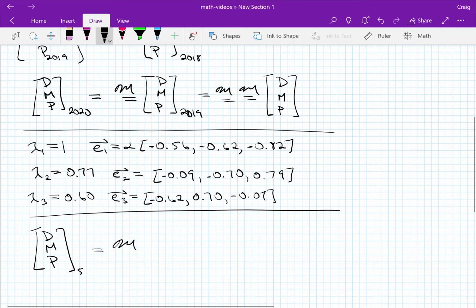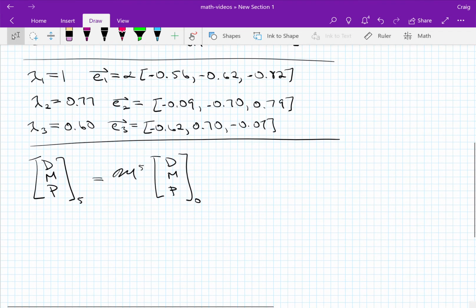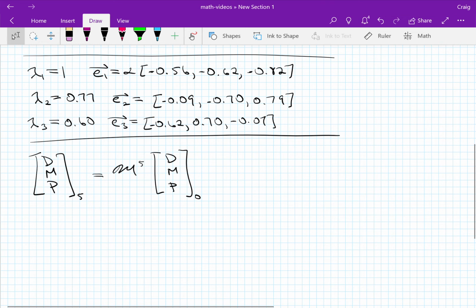That's going to be M to the 5th, because we have to advance the population vector from one year to the next 5 different times, D, M, P, now, today, this year. So we could simply multiply the population vector 5 different times by the M matrix. That would be fine if we had a computer at our disposal and we didn't want any more insight. But what I want to argue is that it is very convenient to write the state vector in terms of the eigenvectors. So that's the key idea.